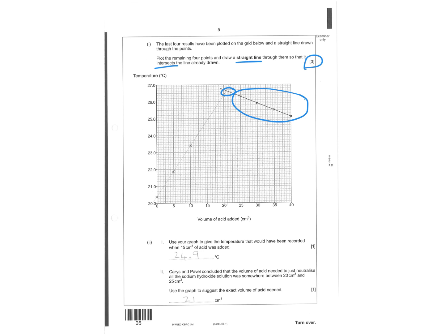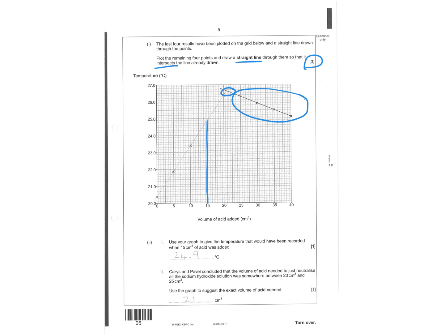Use your graph to give the temperature that would have been recorded when 15 centimetres cubed of acid was added. So you can see there I've drawn a line up and a line across, and I got 24.9. There would be a slight bit of deviation if you needed it because of how you've drawn your line, but that one's come out quite well at 24.9.